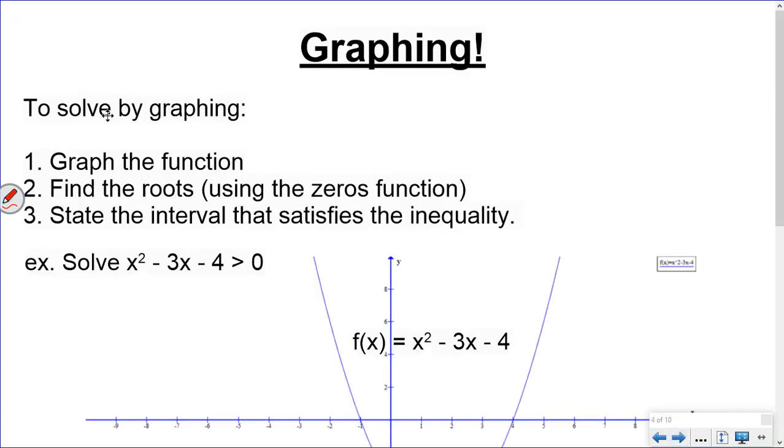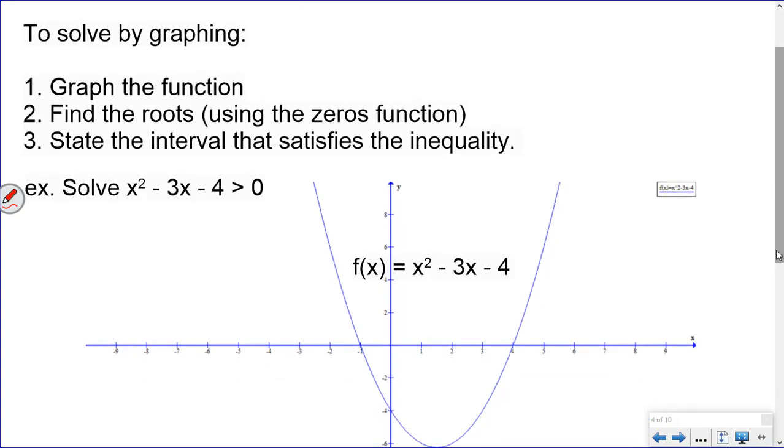First off, graphing. To solve by graphing, we're first going to graph the function. Then on our graph, we're going to find the roots. We're going to say, okay, now here's my graph. So where is this thing equal to 0? It's equal to 0 here at -1, and it's equal to 0 here at +4.